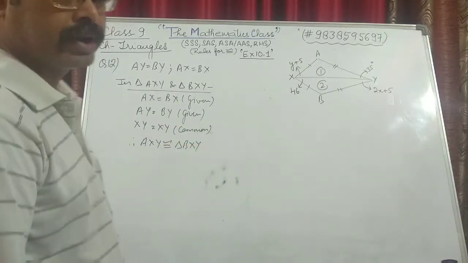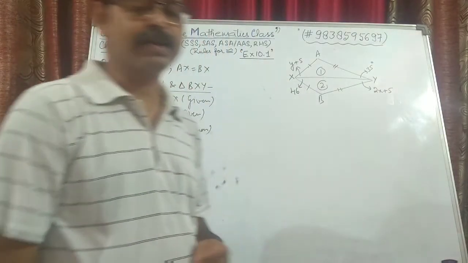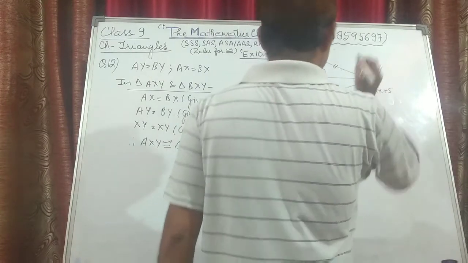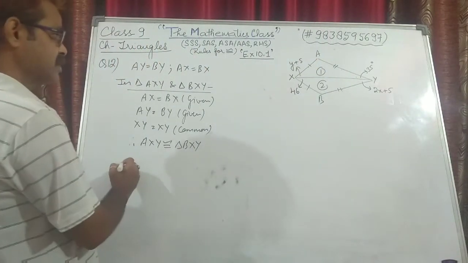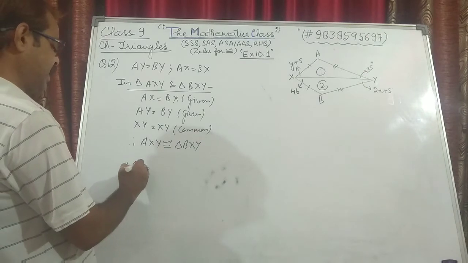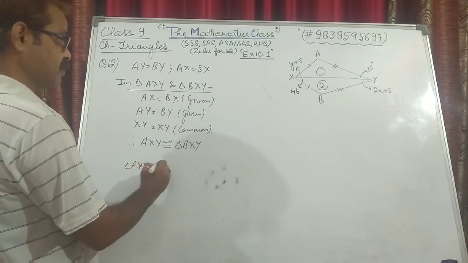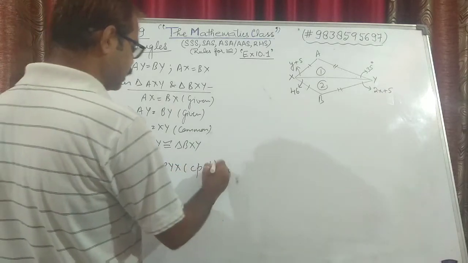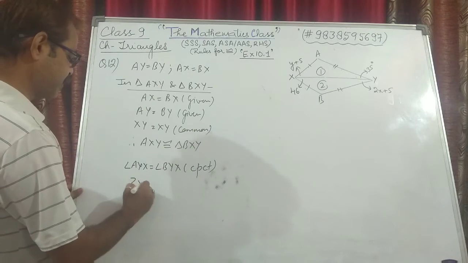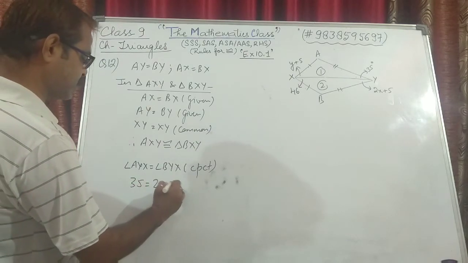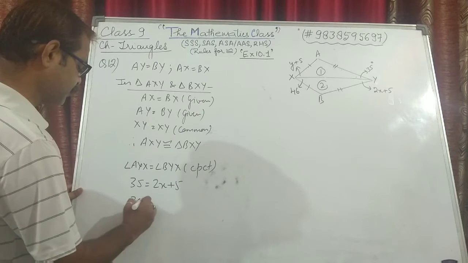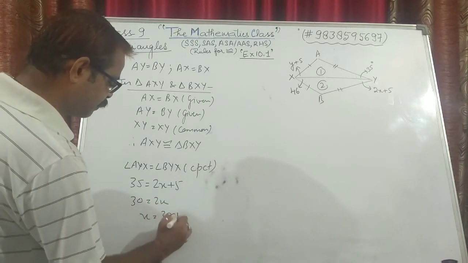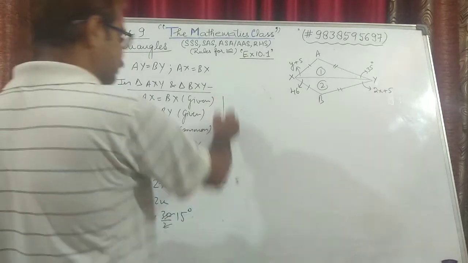When the triangles are congruent, we know that all the 6 elements of one triangle are equal to the corresponding 6 elements of the other triangle. It means this angle will be equal to this. So we can say angle AYX is equal to angle BYX. Reason is CPCT. But angle AYX is given to you as 35, BYX is given to you 2x plus 5. When you solve, x you will get as 30 upon 2, that is 15 degrees. We got the value of x.